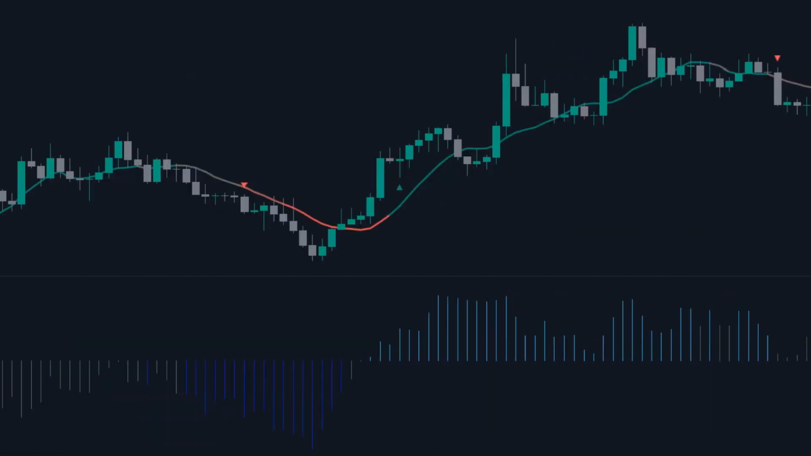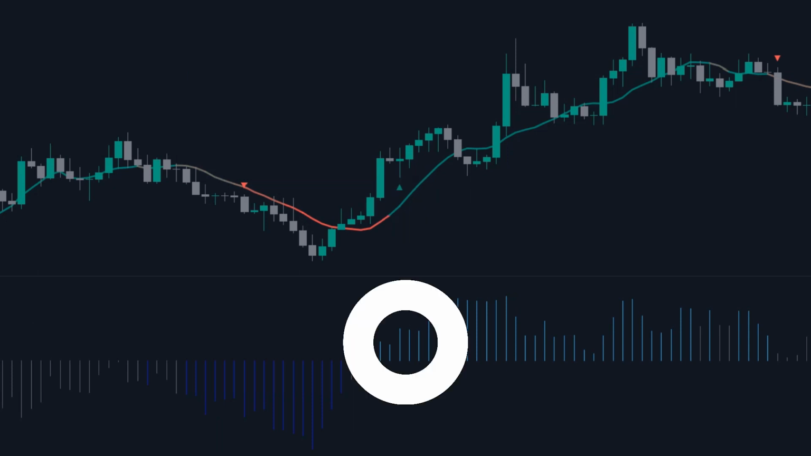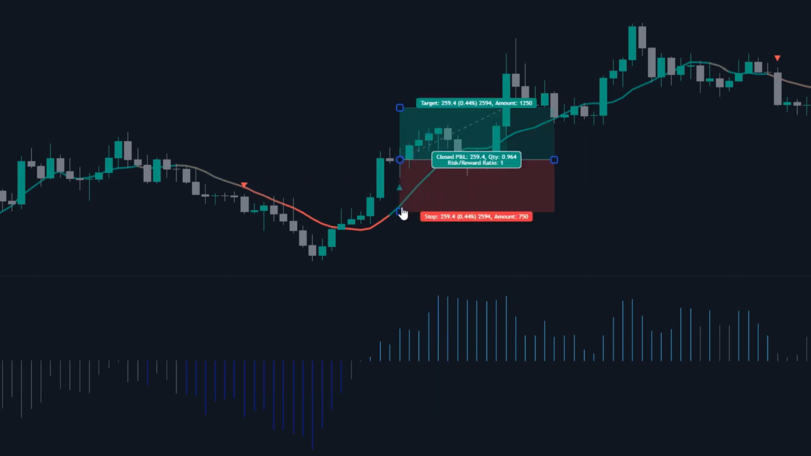For a buy entry, watch out for a green triangle while ensuring the SMA is also green. Confirm the entry with the money flow index being bullish. Once all conditions align, it's time to enter the trade.